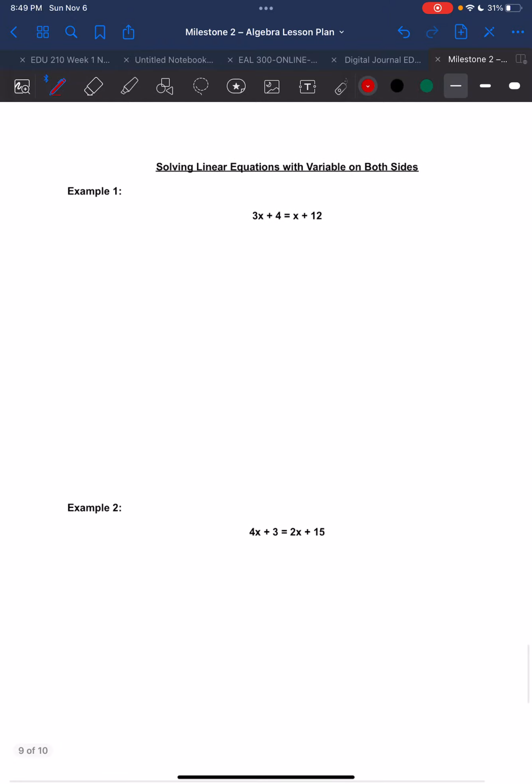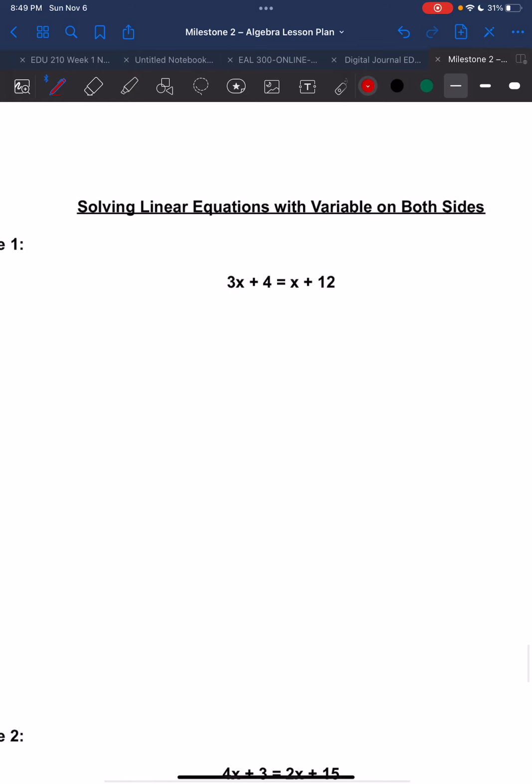Now here is my section of the guided notes, which I would then go ahead and explain. I want to get the variable on one side of the equal sign. Therefore, I want to bring my x over here. To do that, I will have to do the opposite to get it on the other side. Therefore, I'm going to subtract x on this side, but I also have to do it on the other side because we know that whatever you do to one side, you have to do to the other.